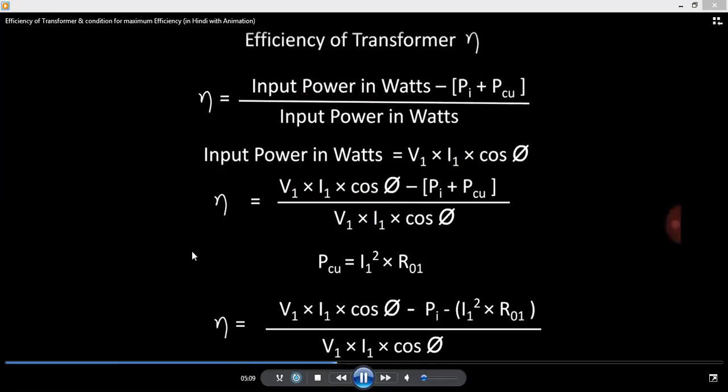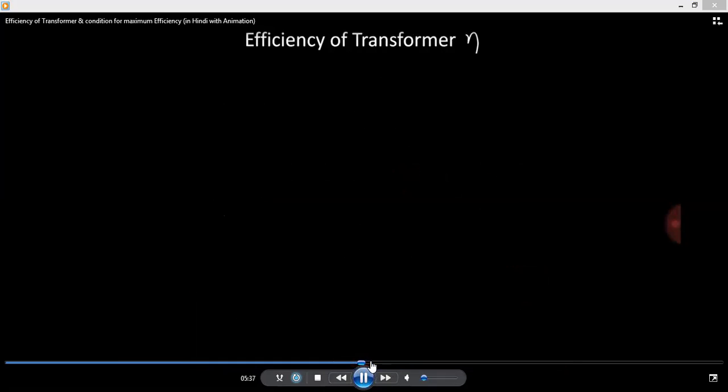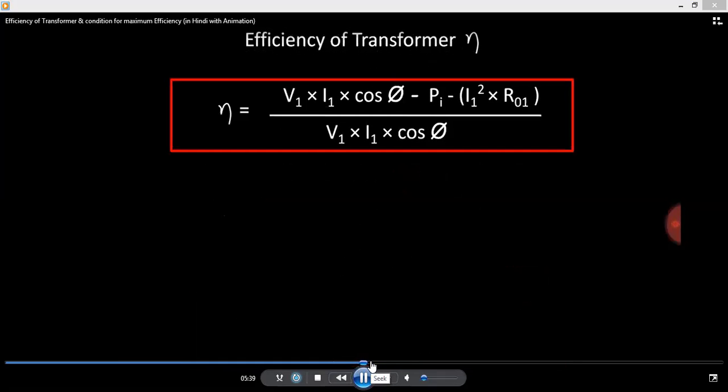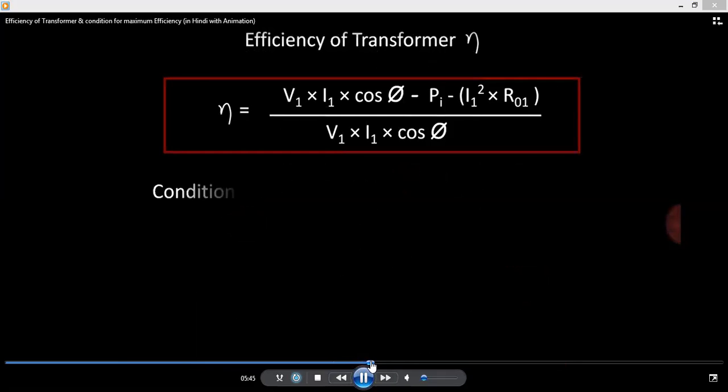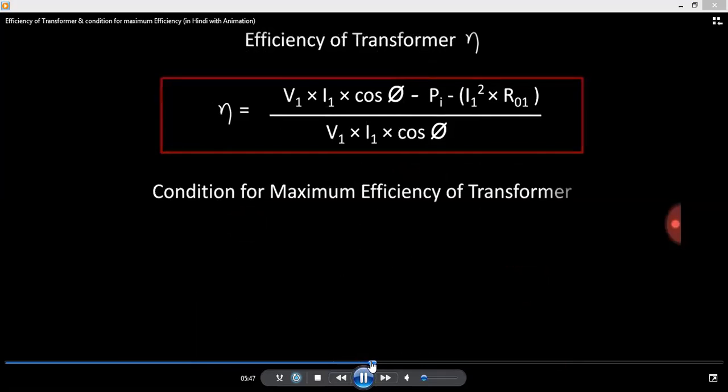Now, we have just substituted this into the efficiency formula. Now we are deriving the expression for maximum efficiency. You will get this derivation in the examination also. Condition for maximum efficiency, remember: copper loss is equal to iron loss. That is the answer actually, that is the proof.